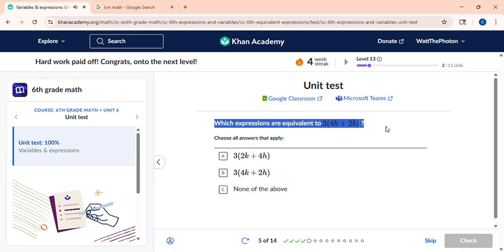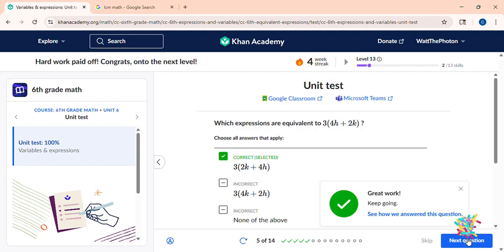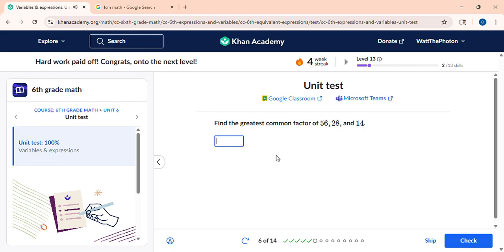Which expressions are equivalent to this? 3h. There we go. That's not right. This should be correct. The greatest common factor. 14, let's see. 56 divided by 14. 24.